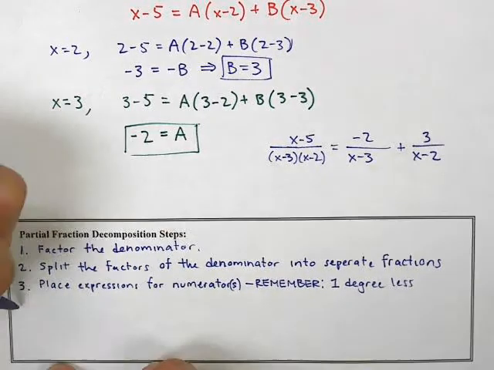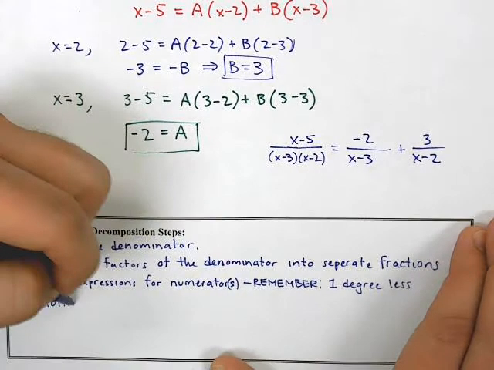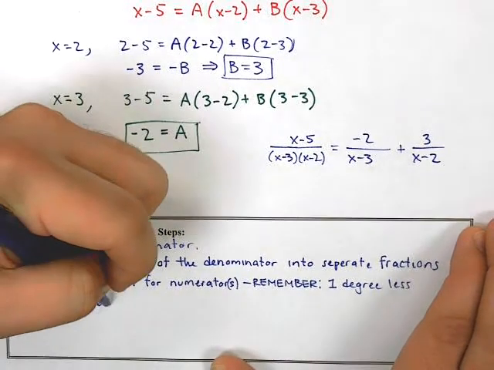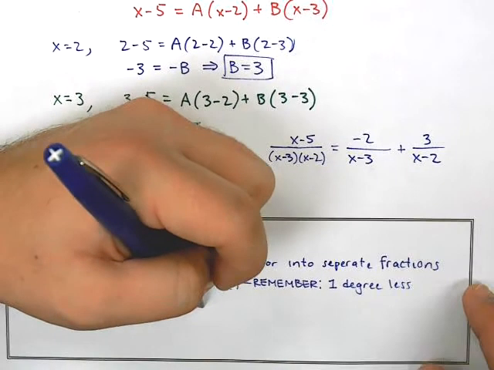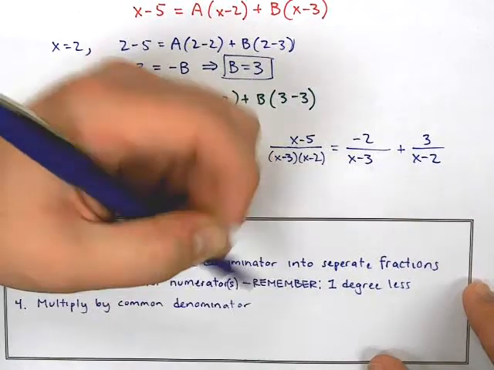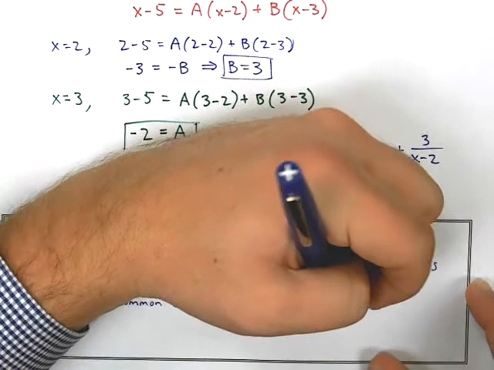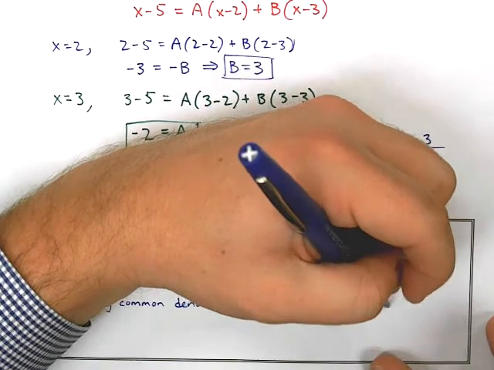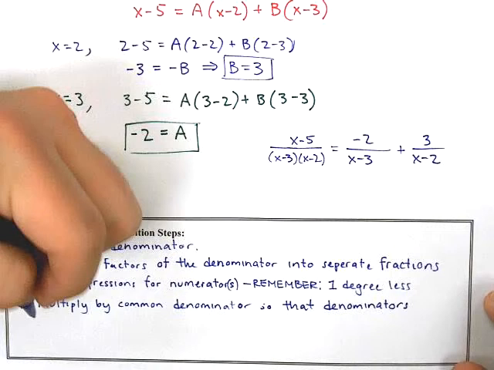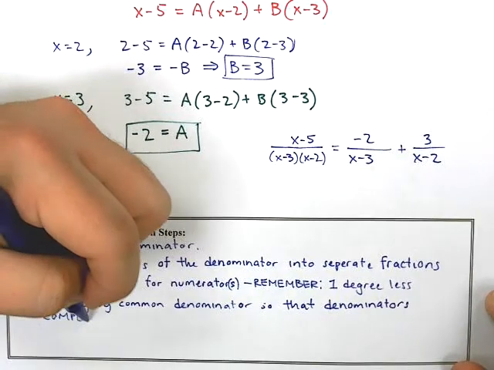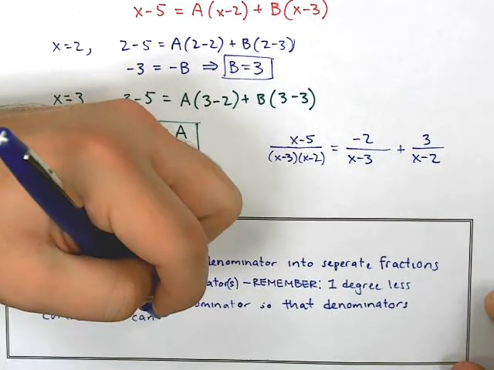The next thing we do is multiply by the common denominator so that the denominators completely cancel.